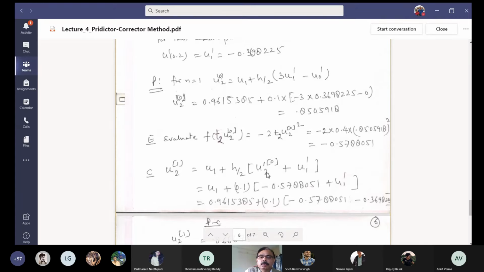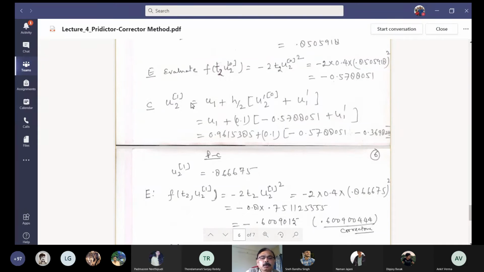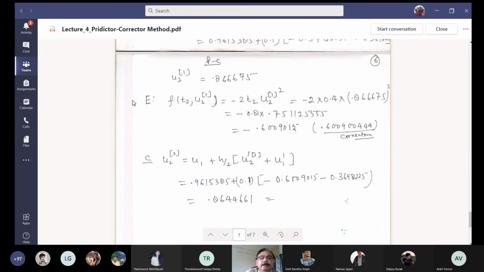So now on the right hand side, everything is known. u1 we have, u2 prime 0 we can get since u2 0 is known to you, and u1 prime, since u1 is known, is known. Everything is known on the right hand side. So once everything is known, put all the values and you will get the improved value for your u2. That is fixed as u2 1. So u2 1 turns out to be this quantity. Next, we'll again evaluate the function at this u2 1. That's the reason E is written here.